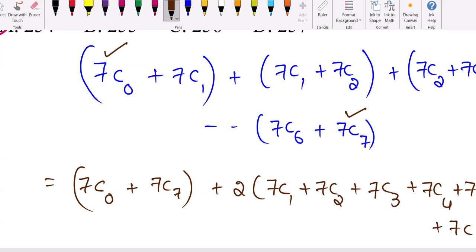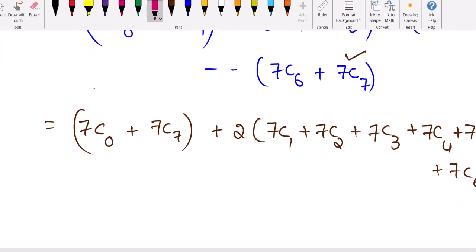I'll give another method, but first see the one which comes to your mind to handle this question. Except 7C0 and 7C7, all the remaining will come two times actually, up to 7C5 plus 7C6. Can we write like this? This is one method. I am not saying that this is the final method. There is another shortcut, we'll discuss that. But this is the basic method which will come to your mind initially. 7C0 and 7C7 are both 1, so 1 plus 1.